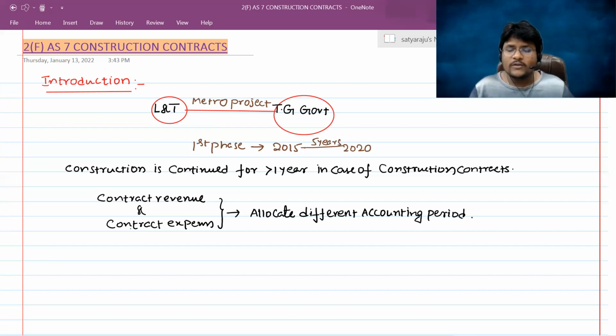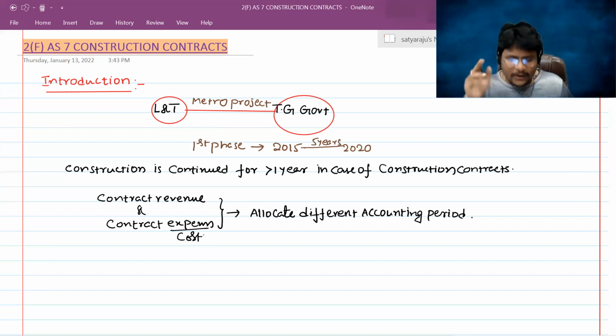You know the total contract revenue, you know the total estimated contract cost. I'm not talking about the actual contract cost. At the beginning of the project itself, you know the total contract revenue and the total estimated contract cost. But the thing is how you can apportion the contract revenue and contract expenses, which is nothing but contract cost, related to a specific accounting period. So this standard is introduced for the purpose of providing accounting treatment related to contract revenue and contract expenses with respect to a construction contract.